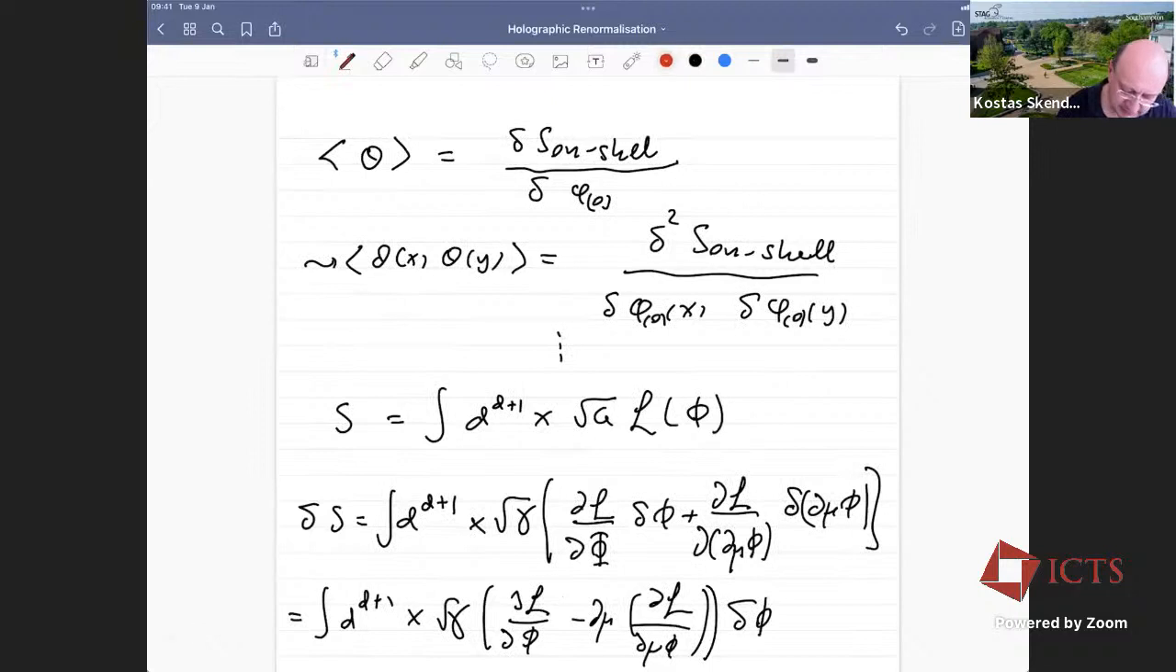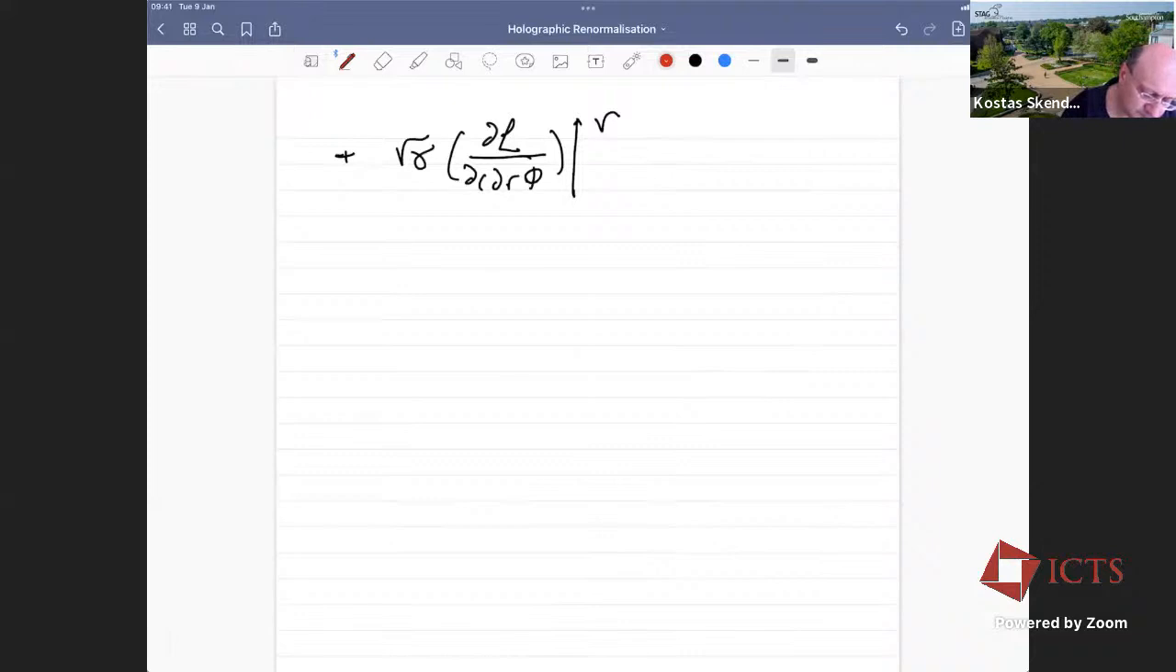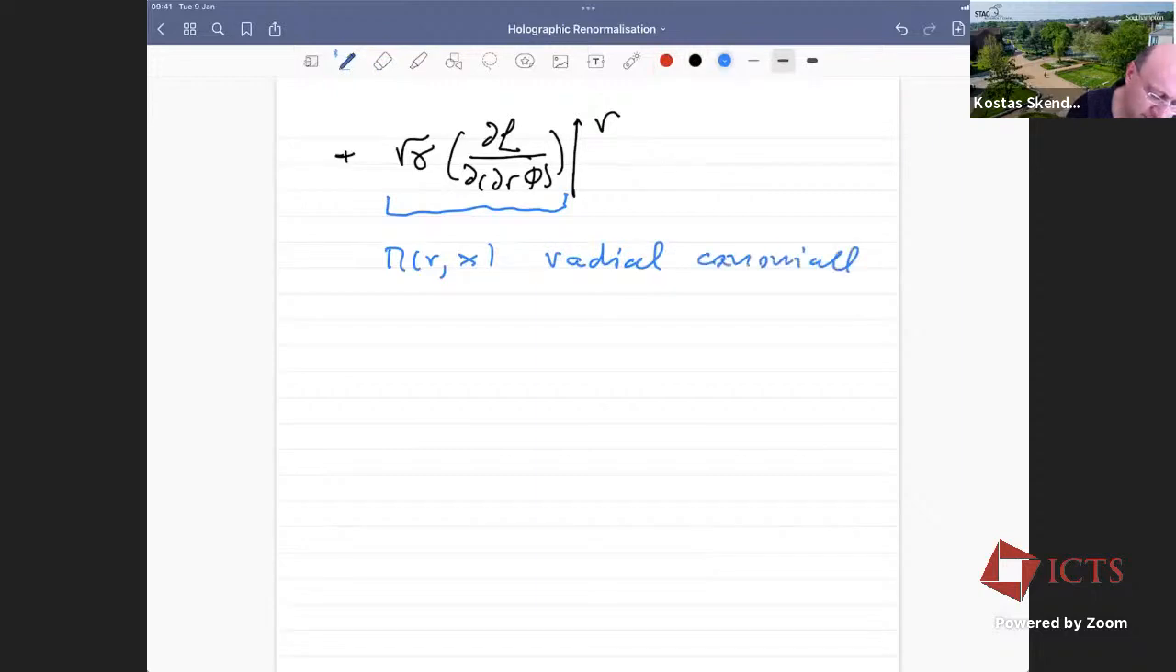Now this term here is 0 on shell, because this is just the Euler-Lagrange equations. So now if you look at this term here, if you recall, when you do Hamiltonian methods, usually we define canonical momenta by differentiating the Lagrangian with respect to the derivative of a field. So this is, sorry, this is a radial canonical momentum.